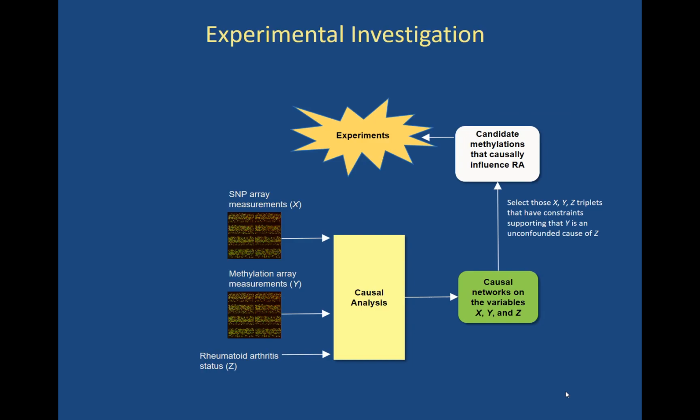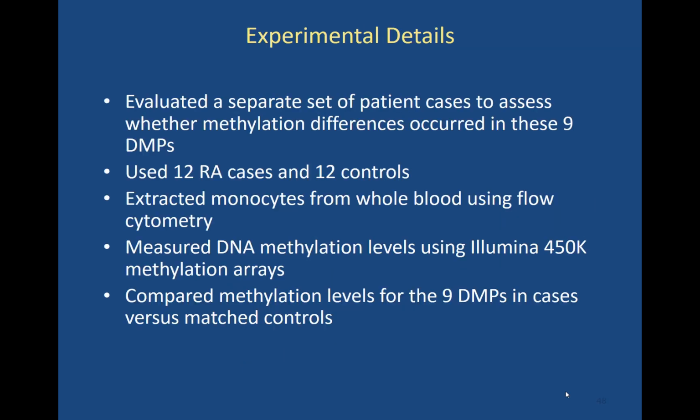So they weren't able to perform experiments, at least as reported in this paper. However, they did do a validation experiment to look at a different set of patients to see if there was consistency in the results they obtained with that additional set. So, in particular, they evaluated a separate set of patients to assess whether the methylation differences also occurred in them in these 9 differential methylation positions.